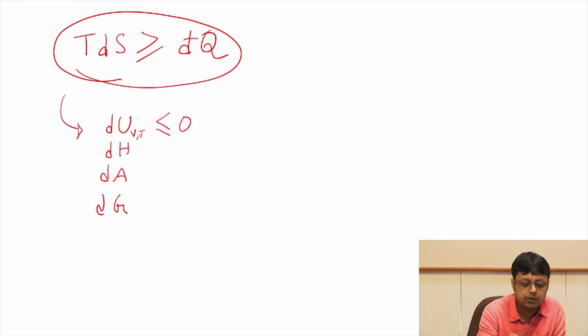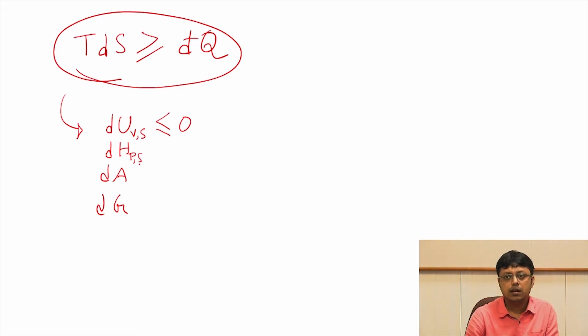For dU it was constant volume and entropy, because dU was TdS minus PdV. For dH it was constant pressure and entropy, because it was TdS plus VdP, and for dA we had constant volume and temperature, and for dG we had constant pressure and temperature.